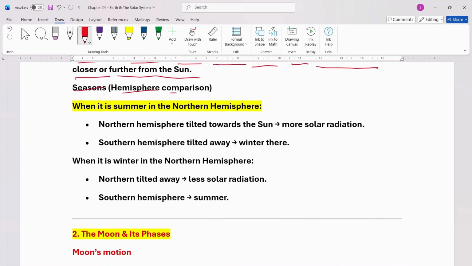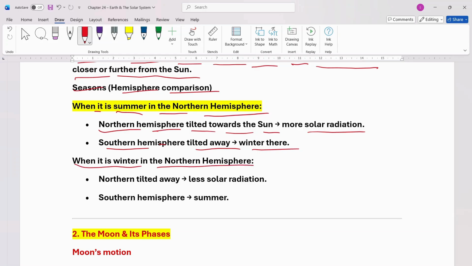Seasons, hemispheres, and comparison. When it is summer in the northern hemisphere, it is tilted towards the Sun, receiving more solar radiation. The southern hemisphere is tilted away, so it is winter there. When it is winter in the northern hemisphere, the north is tilted away, with less solar radiation. The southern hemisphere then has summer.